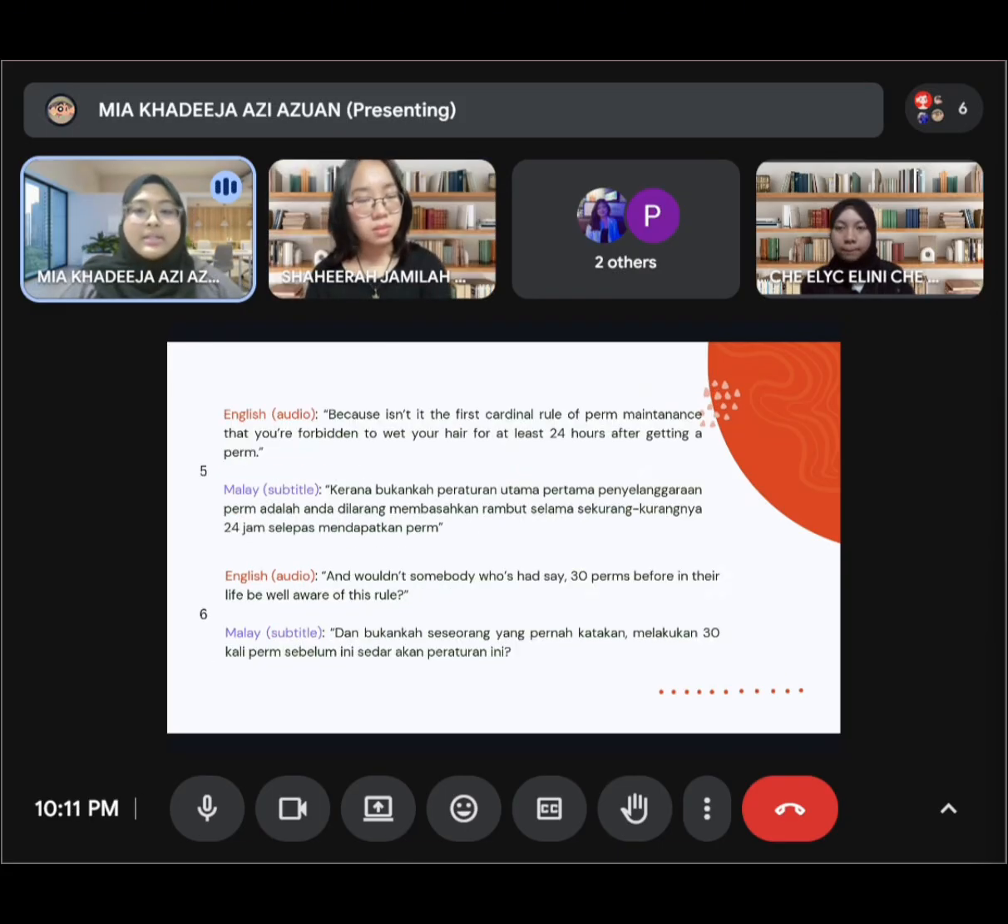And then the fifth example, from the original audio: "Isn't it the first cardinal rule of perm maintenance that you are forbidden to wet your hair for at least 24 hours after getting a perm?" And then the Malay subtitle says, "Kerana bukankah peraturan pertama penyelenggaraan perm adalah anda dilarang membasahkan rambut selama sekurang-kurangnya 24 jam selepas mendapatkan perm."